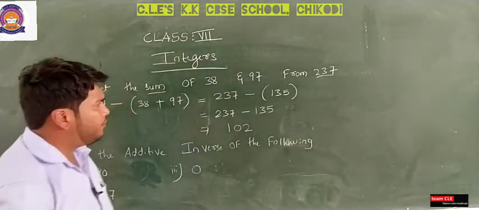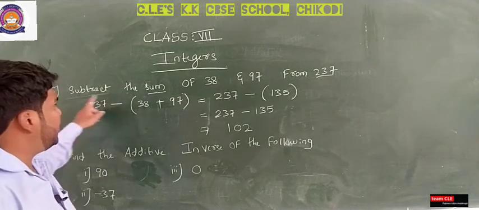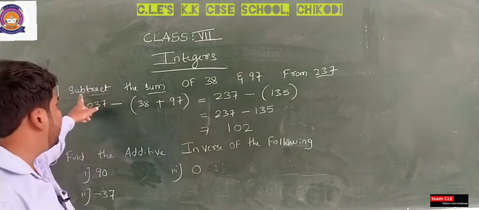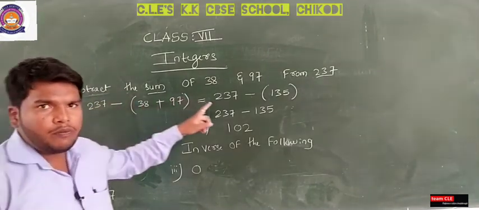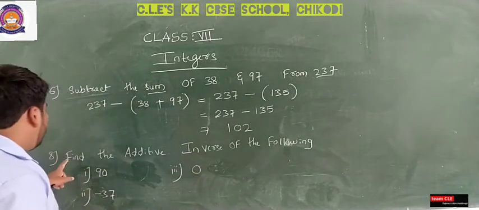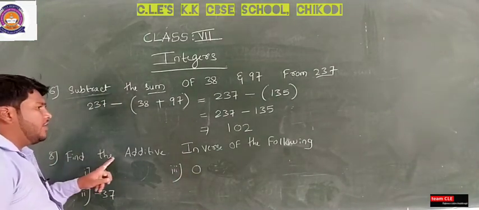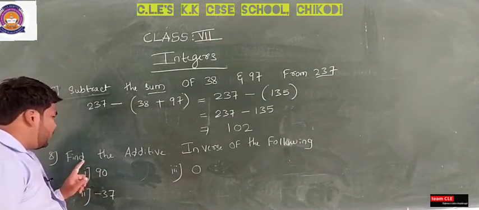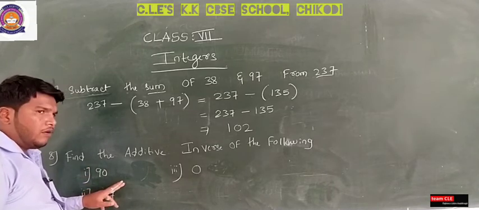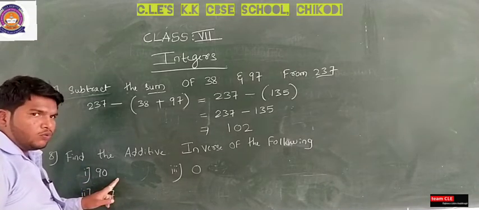So now see, the 7th question is the same as I have done, the 6th question. That is homework for you. And one more, see here the 8th question: find the additive inverse of the following. Here there are 4 examples. I am going to solve 2 examples.